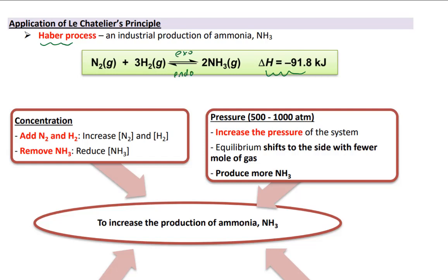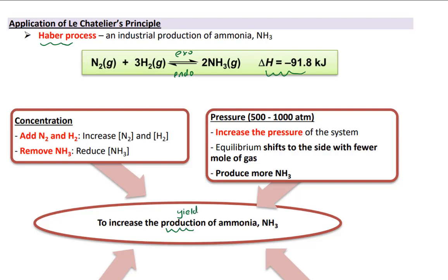endothermic. So, combining all the factors that we have learned previously, the factors of concentration, pressure, temperature, and so on, we want to find one optimal condition and how it can be used to increase the production of ammonia gas. In other words, we can say to increase the yield of ammonia.